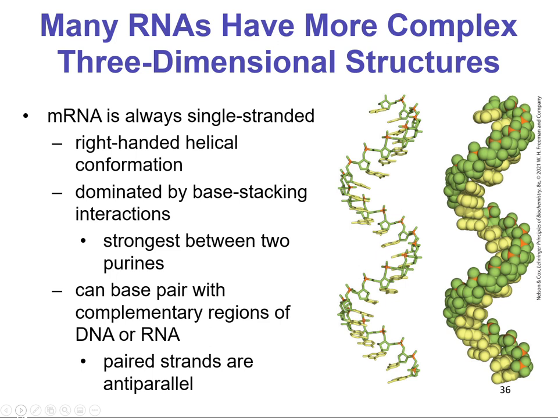and the base stacking interactions are what stabilize this structure. It's strongest between two purines. So remember, the purines are the ones that have the double ring structure. So when you have long stretches of purines, that helps with the stability of the molecule. mRNA can base pair with complementary regions of DNA or RNA. And when it does that, it is anti-parallel, just like with DNA, the two DNA strands.